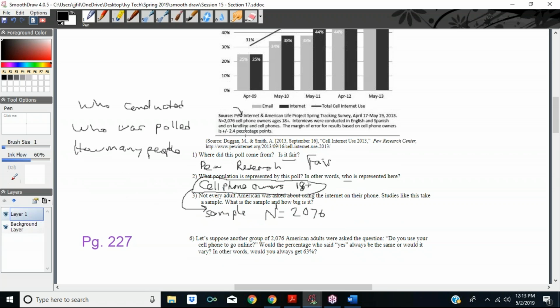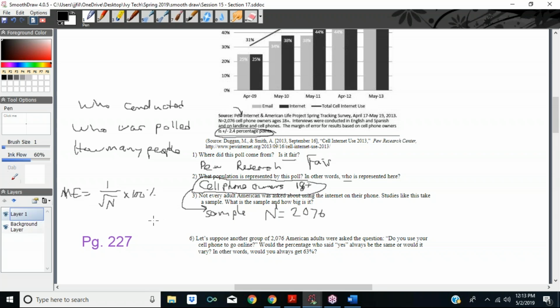Now there's a margin of error listed down here, plus or minus 2.4 percentage points. And I don't think margin of error is on your formula sheet, but I'll show you how to find it. So the margin of error is 1 over the square root of n, the number of people polled, times 100, and then you add a percent sign to the end of that.